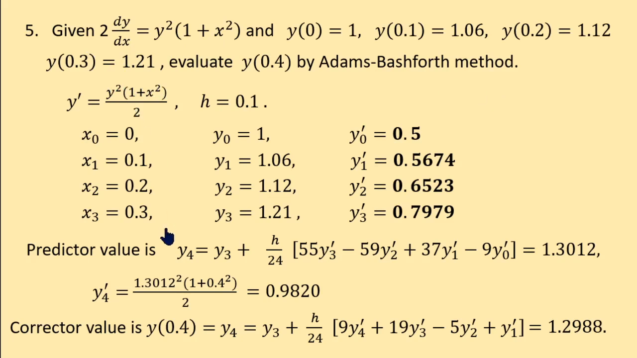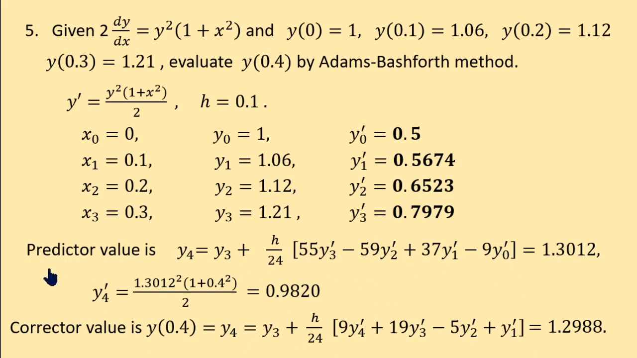Here in the predictor value, h by 24 [55 y3 dash minus 59 y2 dash plus 37 y1 dash minus 9 y0 dash]. If you add these coefficients, 55 minus 59 plus 37 minus 9, that becomes 24. Therefore, it is h by 24 average. Here also 9 plus 19 minus 5 plus 1, their sum is 24. 9 plus 19 minus 5 plus 1, 28 minus 5 is 23, plus 1 is 24. Here also. So that is how we can remember the formula.